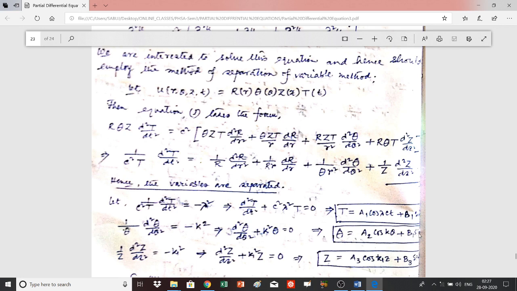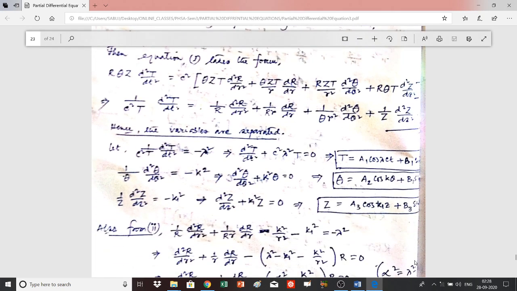This will provide you with a solution for Θ equal to a2 cos kθ + b2 sin kθ. Now another term is there, (1/Z) d²Z/dz², that should be another constant, taken as −k1². So d²Z/dz² + k1²Z = 0. That will provide you the solution Z = a3 cos k1z + b3 sin k1z.